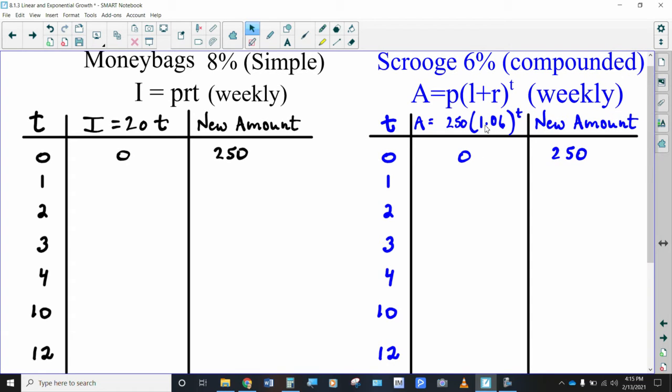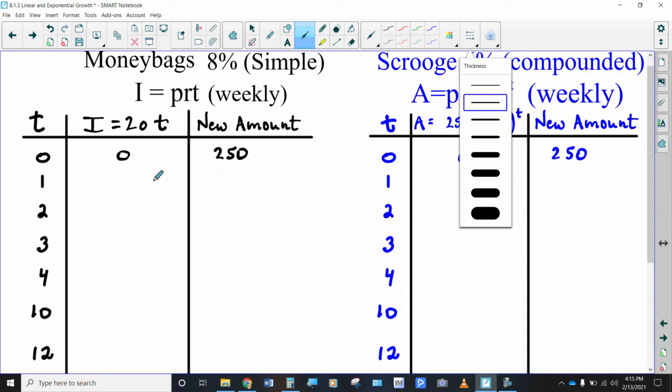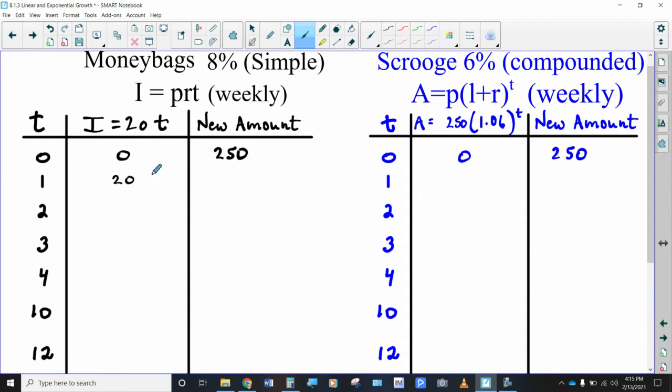So use the Google Scientific Calculator with your Chromebook or computer, or hopefully you've got a calculator that allows you to raise this to a certain power. You want to be able to raise it to the 10th or the 12th power to find these amounts. So go ahead and work through that process. In fact, I'll get you started with the first two on each one of them, and then pause it and you can fill in the rest. So starting with Moneybags, simple interest: in 1 week, that would be $20, which means that the new balance would be $270.